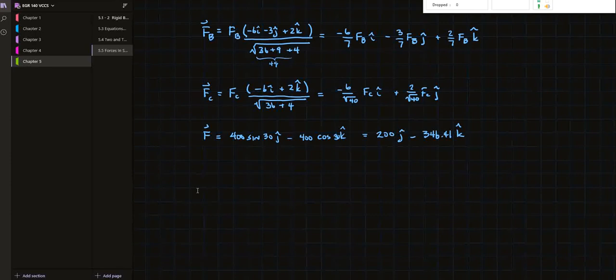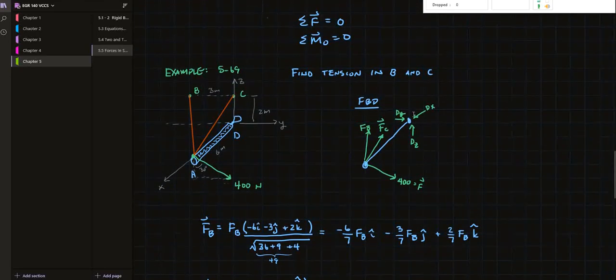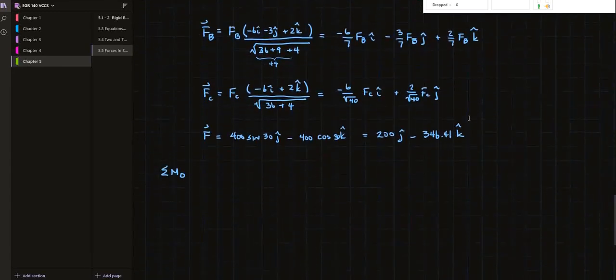Let us now sum moments. I want to sum moments about O, because this eliminates, I don't have to take into account my reactions at D. So sum moments at D, really, not O. It looks like an O in my notes, but it's D. Sum moments about D, I'll make that a really good D, so it stands out.